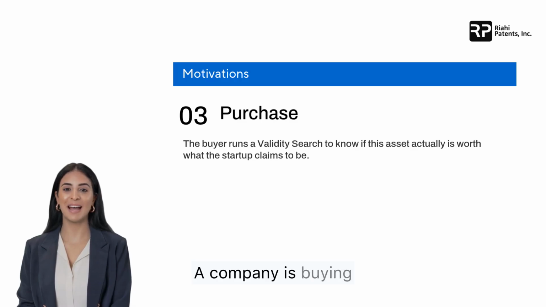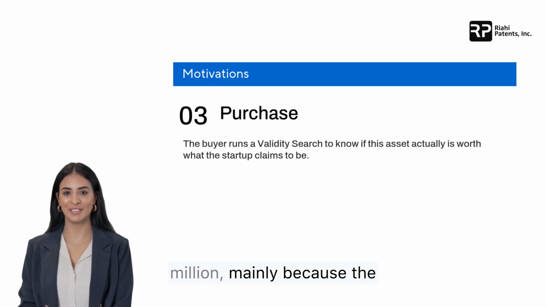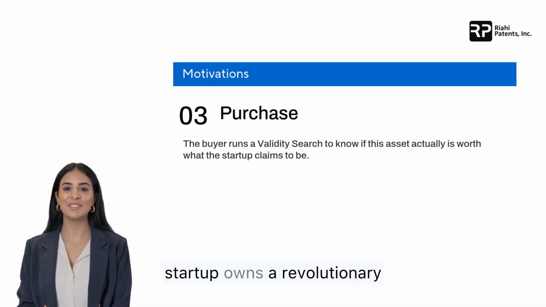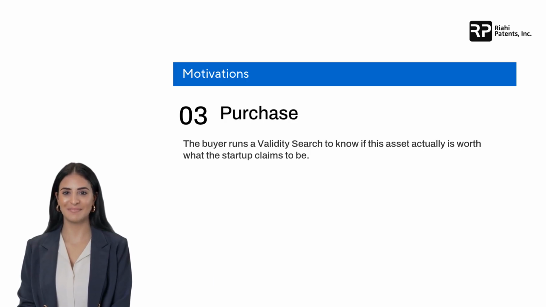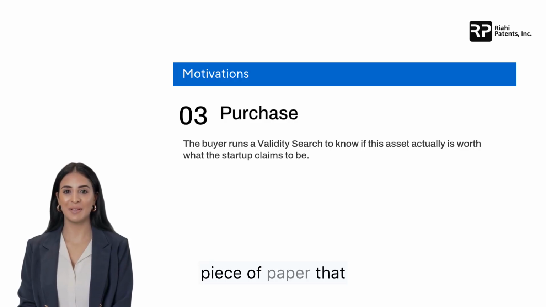A company is buying a startup for $50 million, mainly because the startup owns a revolutionary battery patent. Before writing the check, the buyer runs a validity search. They need to know, is this asset actually worth $50 million, or is it a worthless piece of paper that will fall apart the moment someone challenges it?